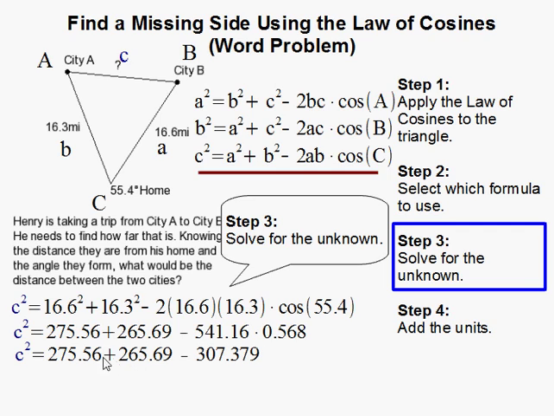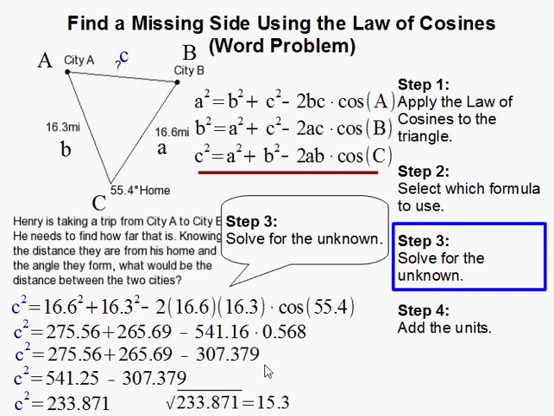Remember, when you evaluate, you have to follow the order of operations. Added these two, and we subtract. So finally we get c squared equals that. And you have to take the square root.